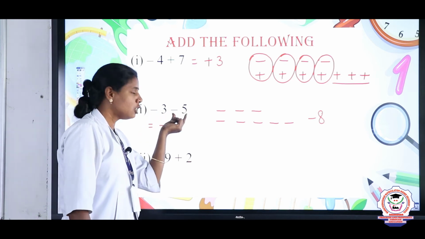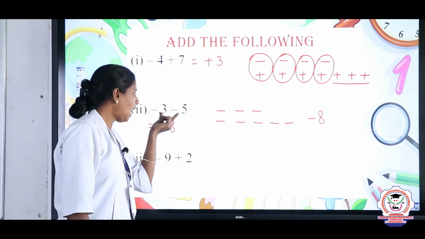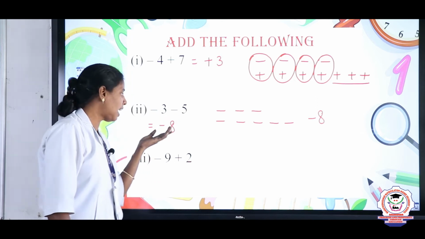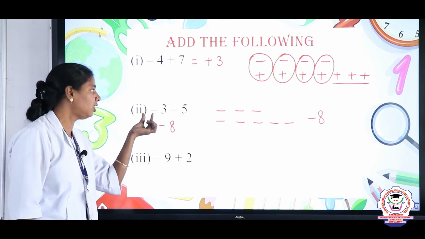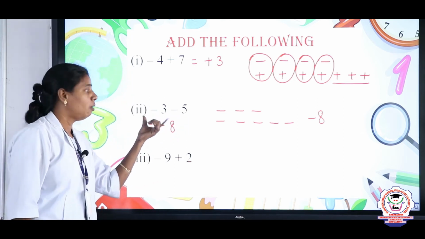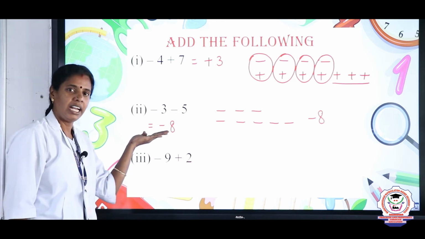When both the integers are negative, you need to add the numbers and the answer will be negative. Is it clear? 3 plus 5 is 8. Both are negative, so the answer will be negative.